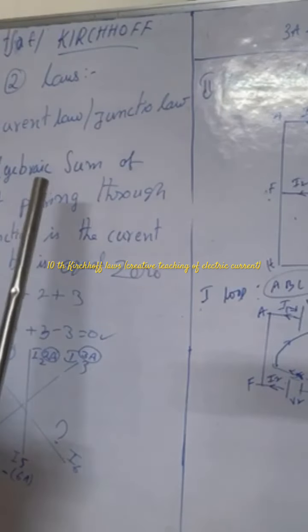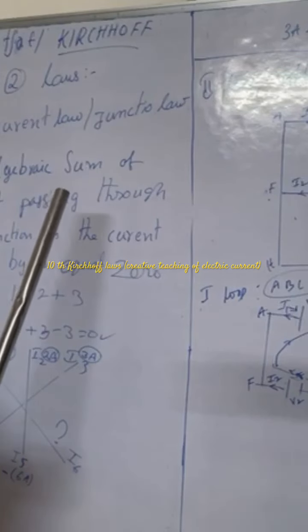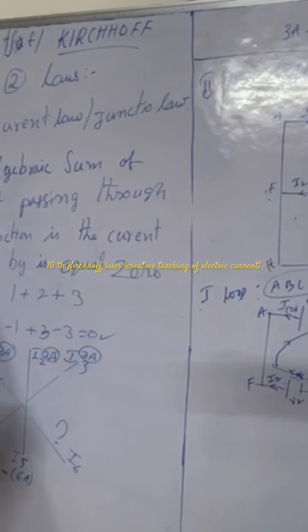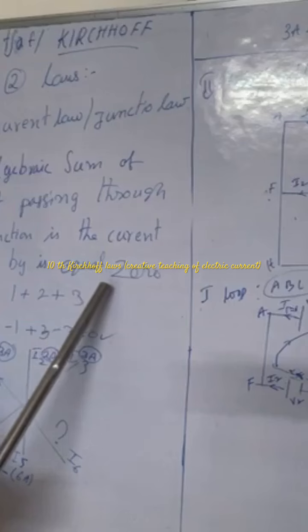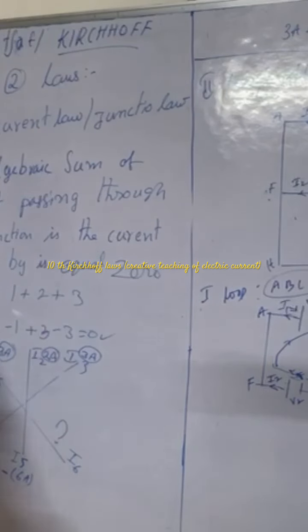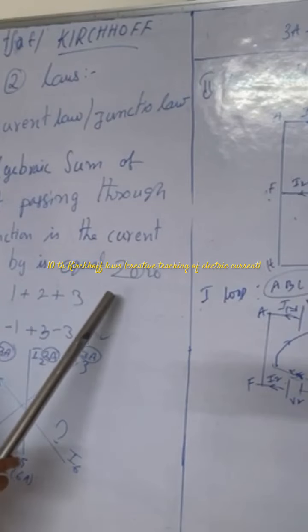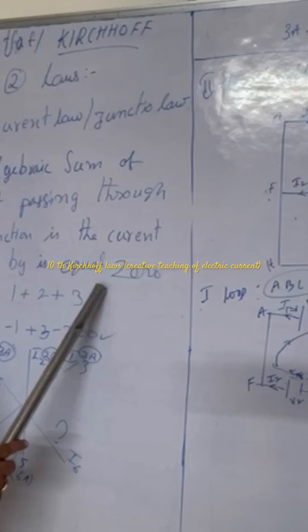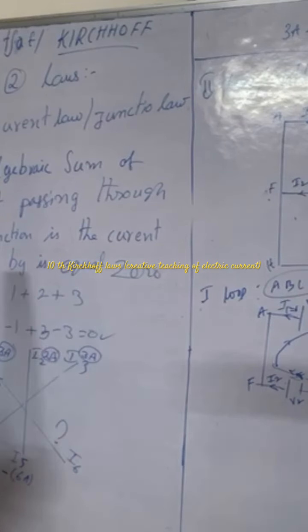In the first law, we will see the definition of the first law. The algebraic sum of current passing through a junction is equal to 0. It means the incoming current is equal to the outgoing current, or the approaching current at the junction is equal to the departing current.